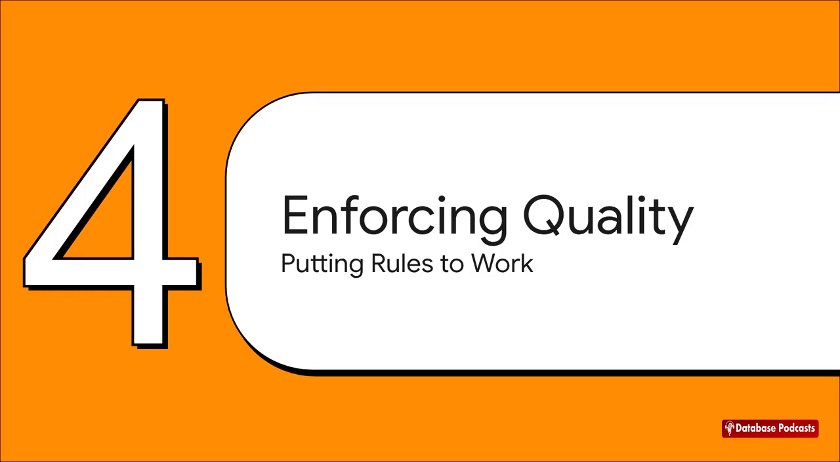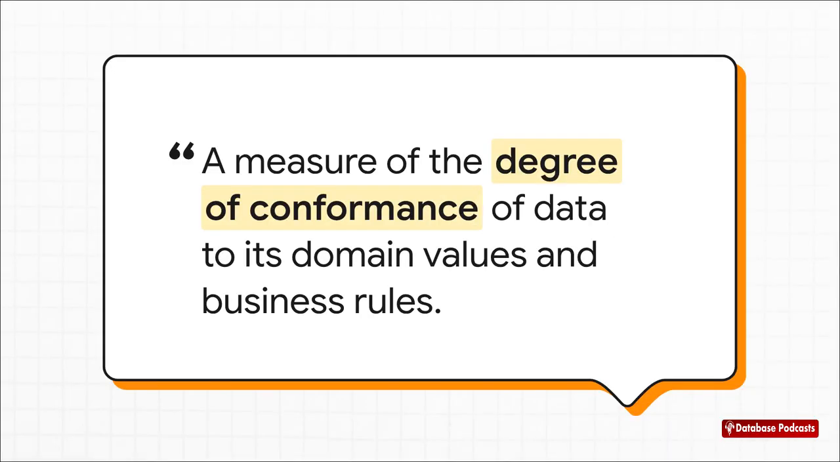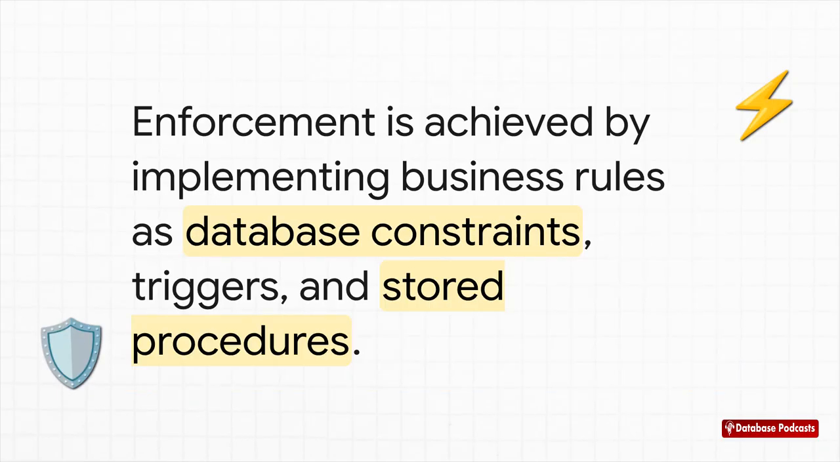Okay, so this all leads us to the most practical question of all. It's great that we can define what good data looks like and the rules it has to follow, but how do we actually enforce all this in a live, running database? Really, the whole goal of enforcement boils down to one word: conformance. It's all about measuring how well our actual real-world data conforms to the domains we've defined and the business rules we've laid out. Enforcement is just the process of closing that gap between what the data is and what we know it should be. And the way we do this is by using the tools the database already gives us.